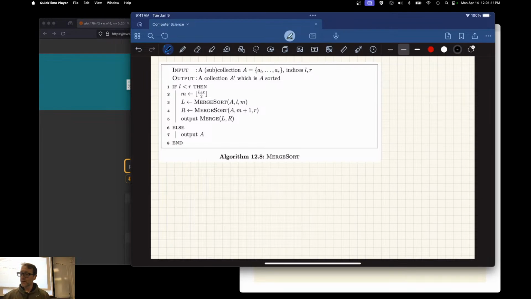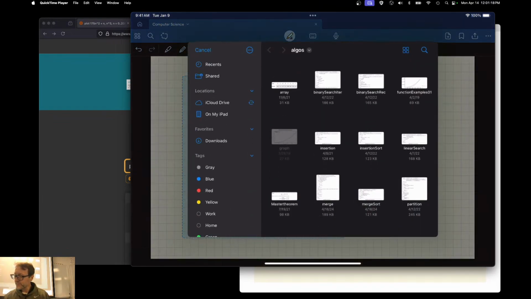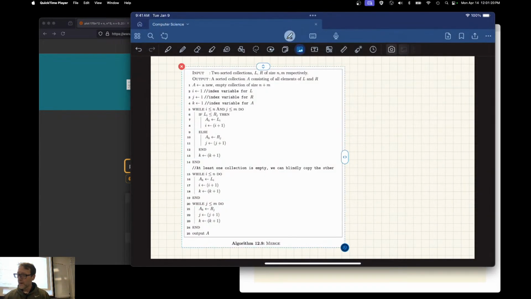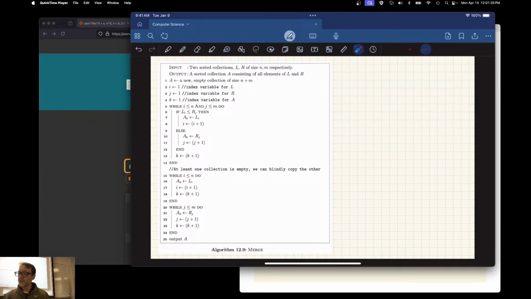Do I have the merge? Actually, no. Let's do it on the next page. There it is. Merge. That's a little bit more complicated. But it's the same basic idea as I showed you. We establish an i and a j. i is going to start at L, the left partition. j is going to start at m plus 1 on the right partition. k is going to start as the index value that you're copying to in the merged A right here.